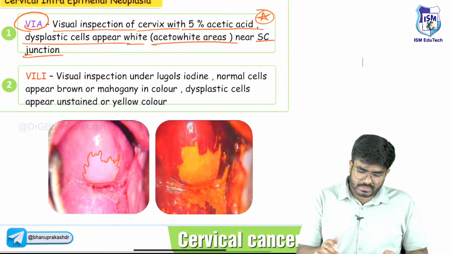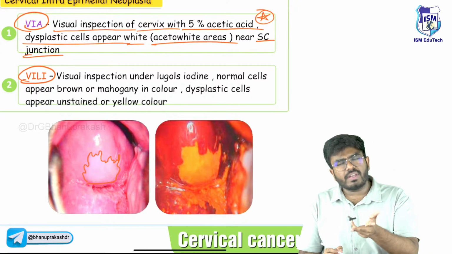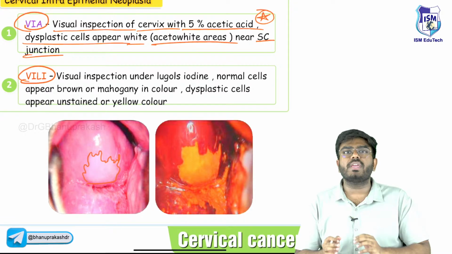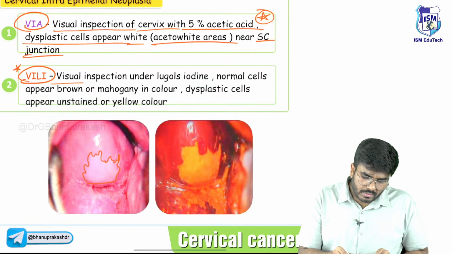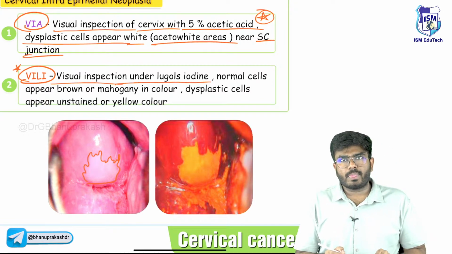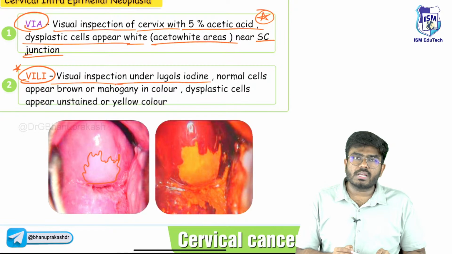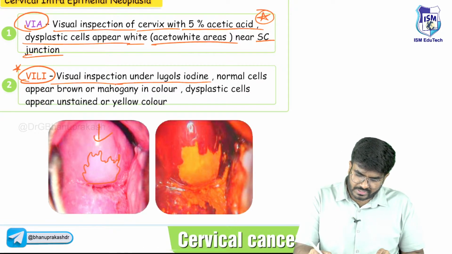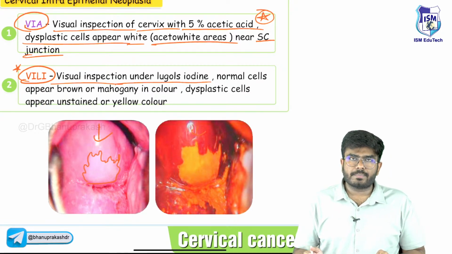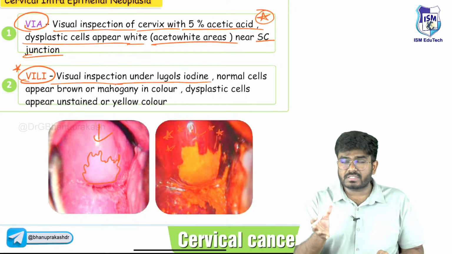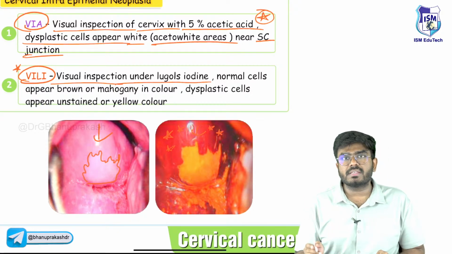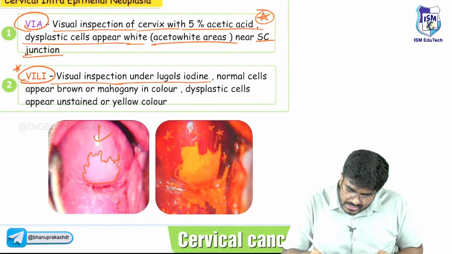Now what is VILI, sir? VILI means the same visual inspection. You are not using a colposcope, you are directly looking with your eye, for example. So visual inspection under Lugol's iodine. If you put Lugol's iodine on the same cervix, you just apply the Lugol's iodine over there. The normal healthy cells are going to stain brown. The normal areas are going to stain brown, but these dysplastic areas are going to stain yellow.